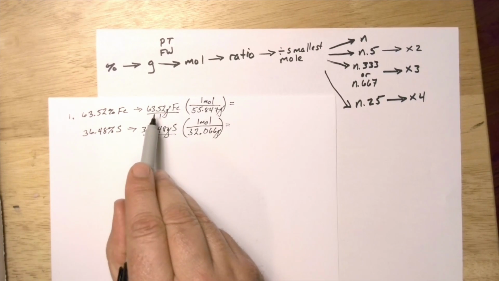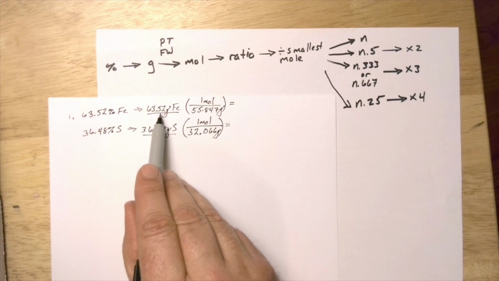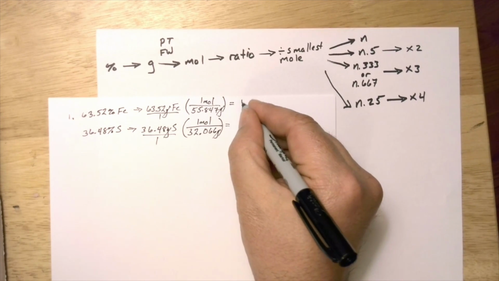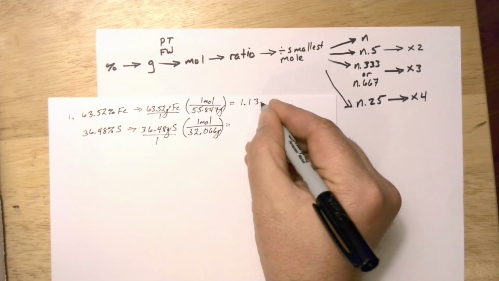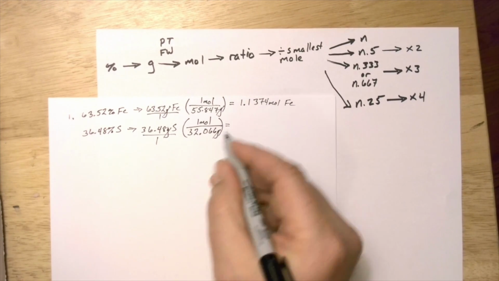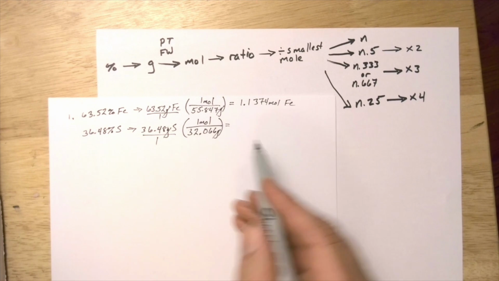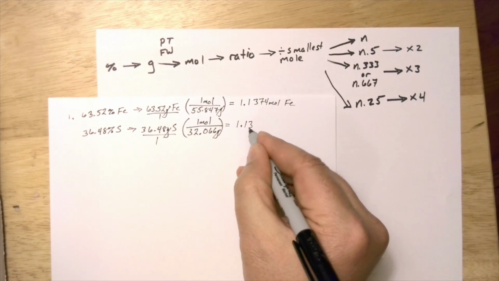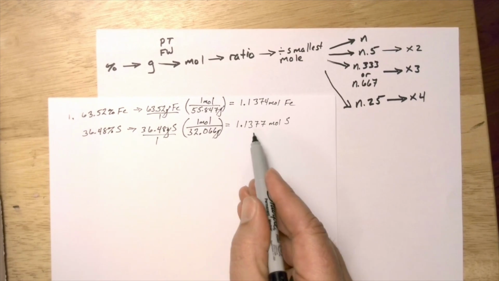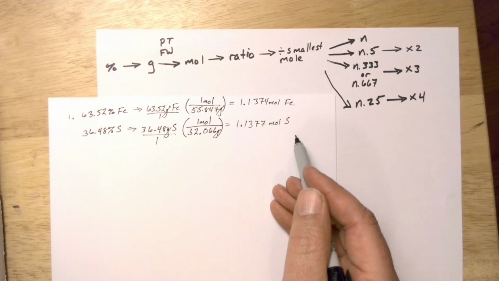So for iron, 63.52. Remember, you multiply the top, you divide the bottom. So 63.52 times 1, which is going to give you the same number, divided by 55.847. And we get a value of 1.1374 moles of iron. And then for sulfur, we want to take 36.48 times 1 divided by 32.066, and we get 1.1377 moles of sulfur when you round it. Again, I would recommend even 4 places past the decimal point, or at least past the first non-zero digit after the decimal point. So now we have the moles.